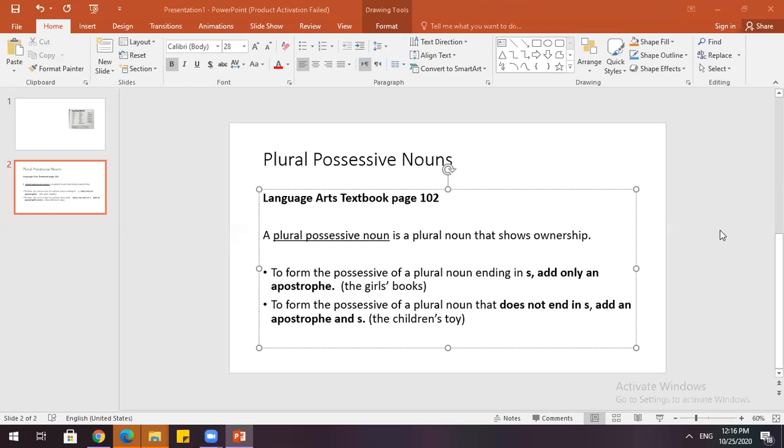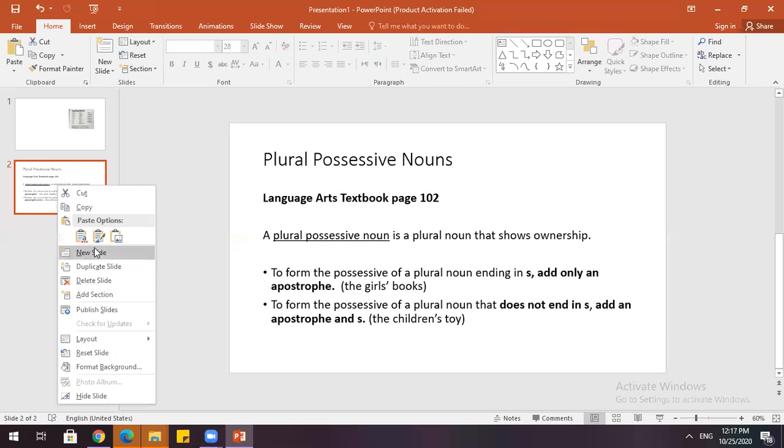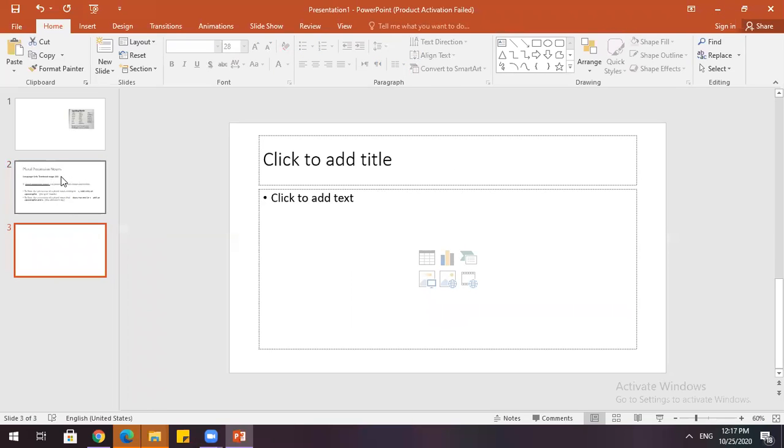Okay. So Hannah, I was telling you, we look at the noun, okay? If it ends in S, we only add an apostrophe. Like girls here. We only add an apostrophe because girls already ends in an S. But if we want to form the possessive of a plural noun that does not end in S, like children, like sheep, like men, like women, we add apostrophe and S. Like here, the children's toy. Okay? We'll do some examples together to make it easier for you to understand. Thank you, Miss Hanan. You're welcome, dear.